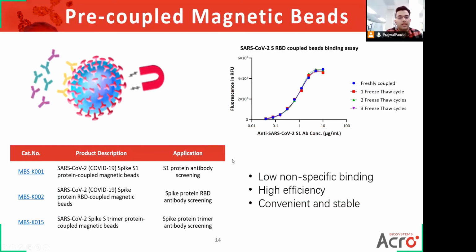In addition to the ELISA kits, ACROBiosystems is proud to offer first-in-class S trimer, S1, and RBD protein pre-coupled magnetic beads for antibody screening and therapeutic applications. The magnetic beads reduce time and cost, as well as being convenient products for research and development. ACRO has done extensive stability testing to show low nonspecific binding and a consistent performance across multiple freeze-thaw cycles.